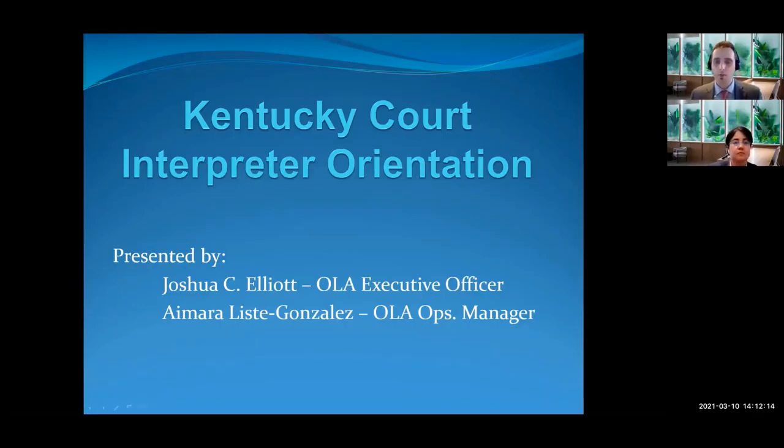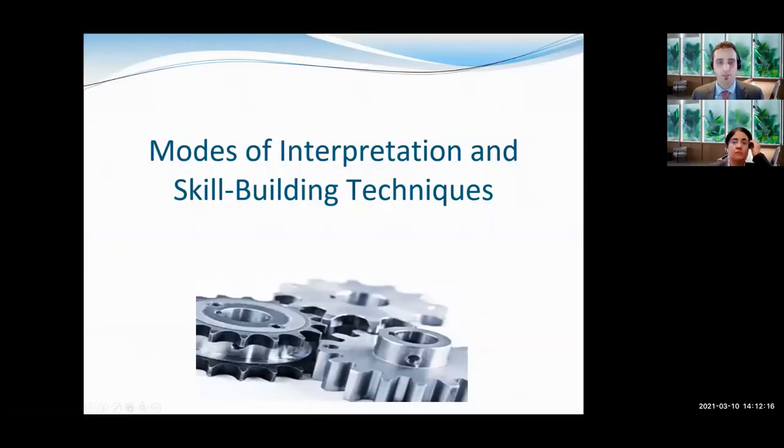We are talking about the modes of interpretation. Here we go. Skills building techniques. As we have mentioned before, there are three modes. So pop quiz, what are they? Think about them. You should know them by now. We've mentioned them a few times along the way. So there's site translation, there's consecutive interpretation, and there is simultaneous interpretation.